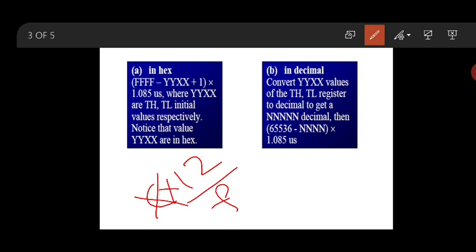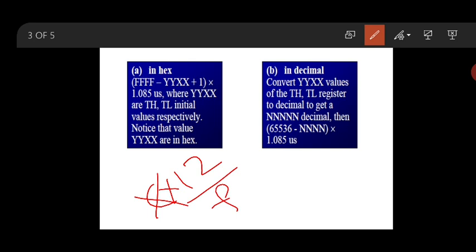Don't try to multiply the hexadecimal value with 1.085, because 1.085 is a decimal and the value you obtain is hexadecimal. You may not get a proper result here. So whatever hexadecimal answer you get after subtraction, convert it into decimal and multiply by 1.085. I hope you understood this.